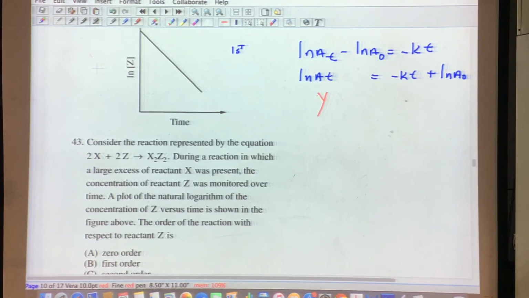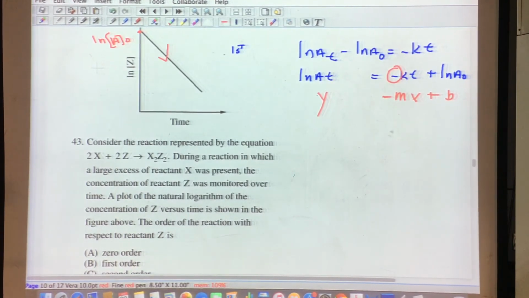What do I have? y equals mx plus b. This right here is the ln of A at some initial concentration, and any point along this line is some ln of A at some time period. Notice the slope is what?